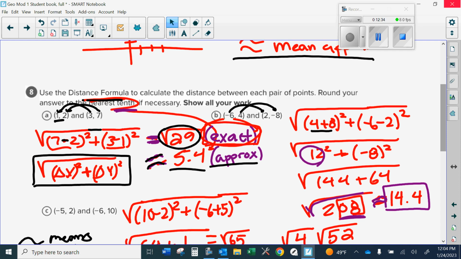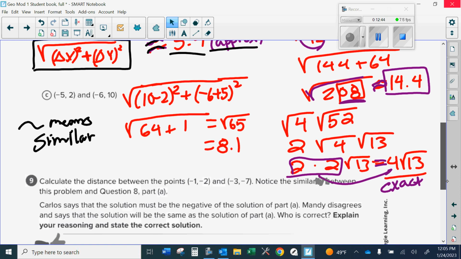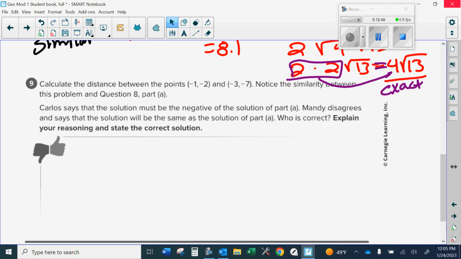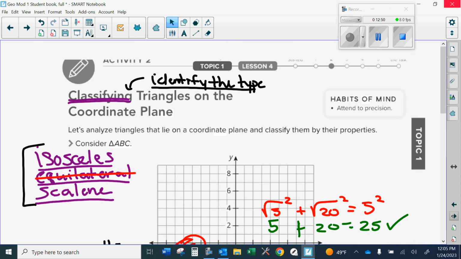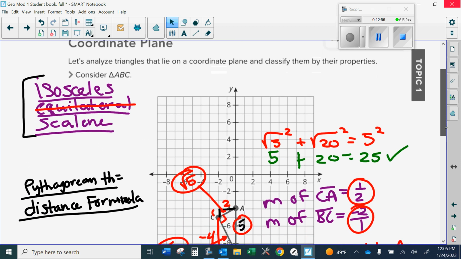You get 144 plus 64 is 208. That's the exact answer, and they want the nearest tenth, so just plug it in the calculator and you get 14.4. There's another one with the work. If you need more practice, you could pause the video and work that out and see if you got it right. Okay, classifying the triangles in the coordinate plane. Classify means identify the type of triangle.